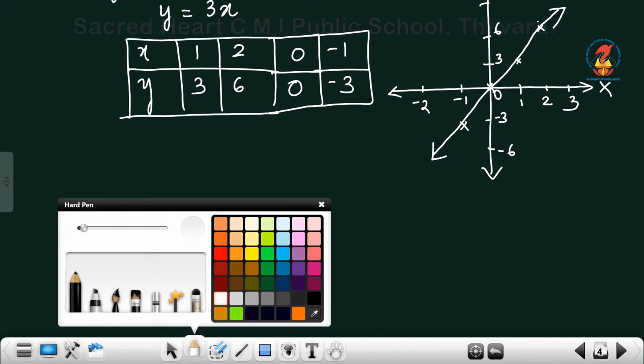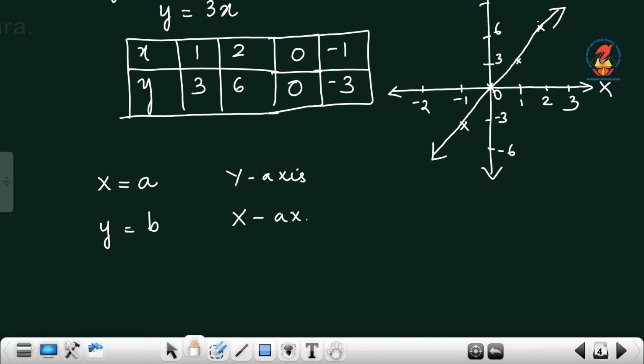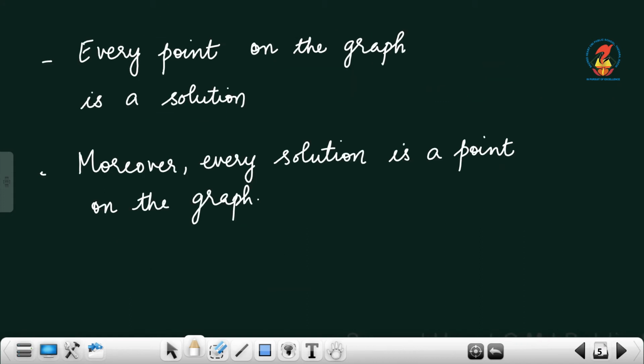That is, if the equation is x equals a, then you will get a line parallel to y axis. Y equals b, line parallel to x axis. And if it is of the form y is equal to mx, the line will pass through origin. Now this is an important note. Every point on the graph is a solution.